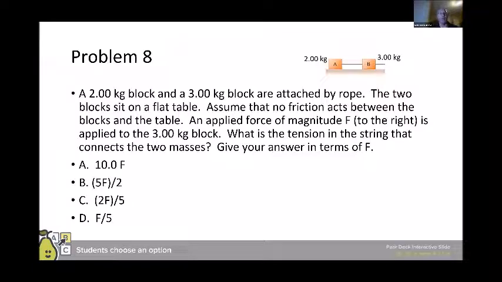All right, so here's another question. It says a 2 kilogram block and a 3 kilogram block are attached by a rope. The two blocks sit on a flat table. Assume that no friction acts between the blocks and the table. An applied force of magnitude F to the right is applied to the 3 kilogram block. So we're pulling on this rope right here with a force of F. What is the tension in the string that connects the two masses? So we're looking for the tension in that rope.